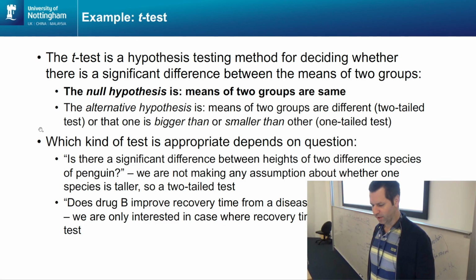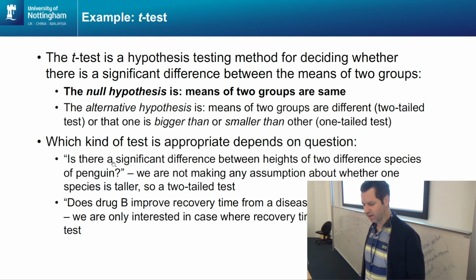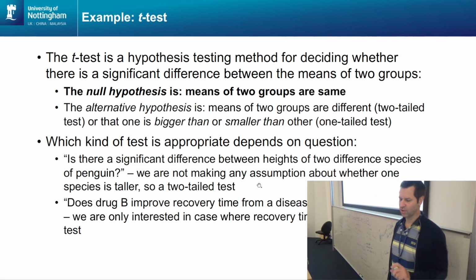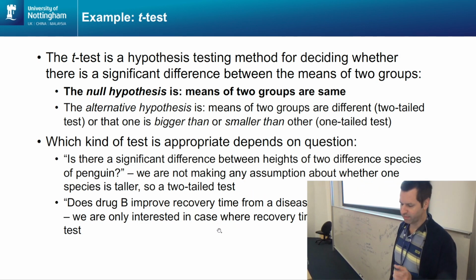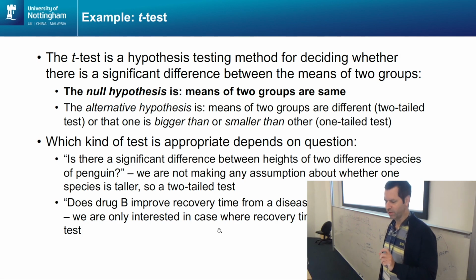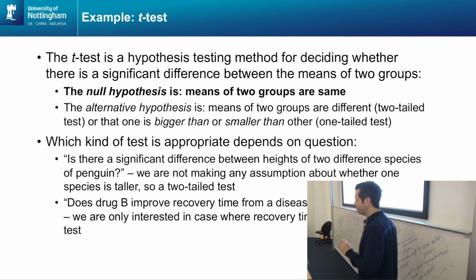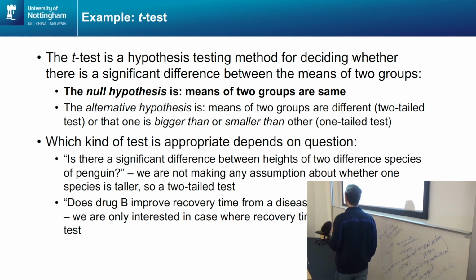So for example, is there a significant difference between heights of two different species of penguin? We're not making any assumption about whether one species is taller, right? So this is a so-called two-tailed test. And does drug B improve the recovery time from disease compared to drug A? We're only interested in this asymmetric case where recovery time is less for one group. So a one-tailed t-test is what we could apply in that case.